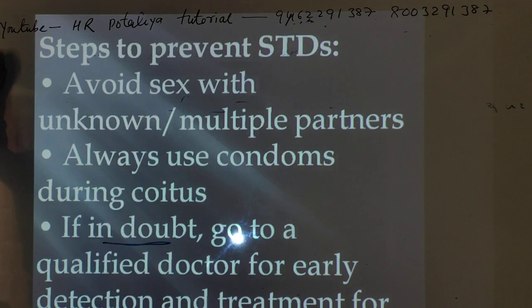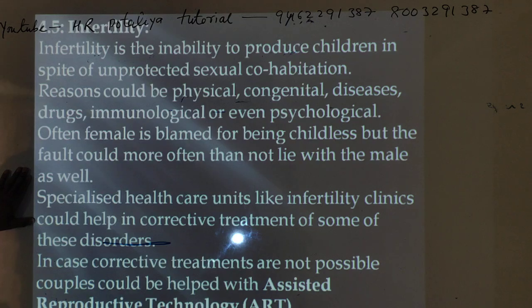Steps to prevent STD. How can we prevent STDs? Here is the general part. First, avoid sex with unknown persons or multiple partners. Number 2, always use barrier methods during intercourse or coitus to avoid STDs. Number 3, if in doubt, go to a qualified doctor for early detection and treatment of STDs. So definitely by prevention, we can control or avoid STDs.